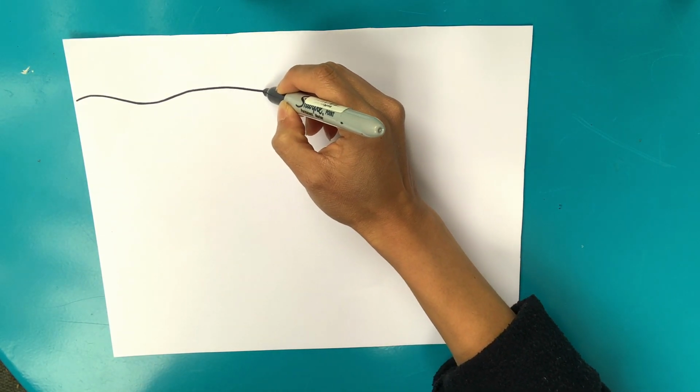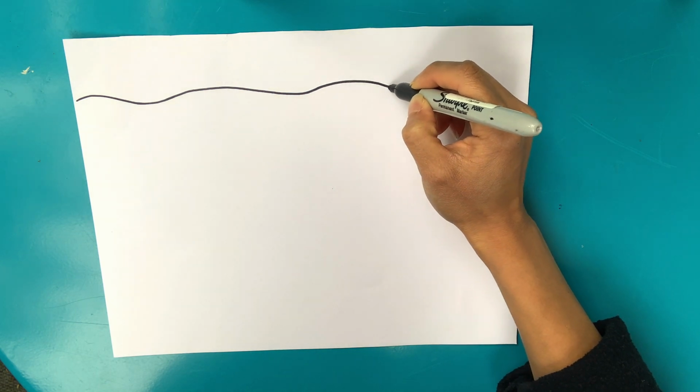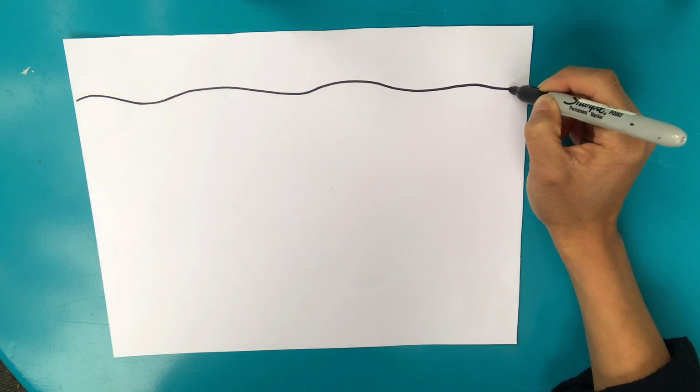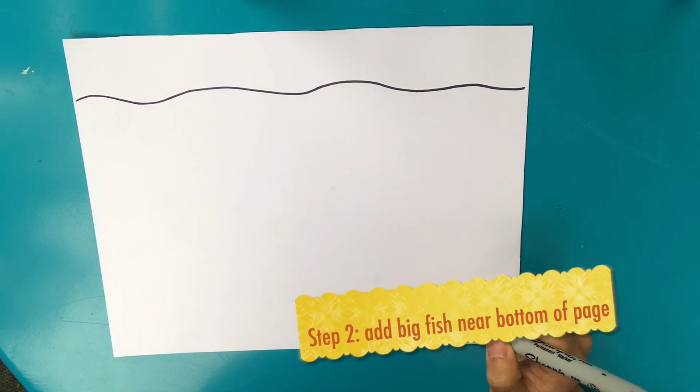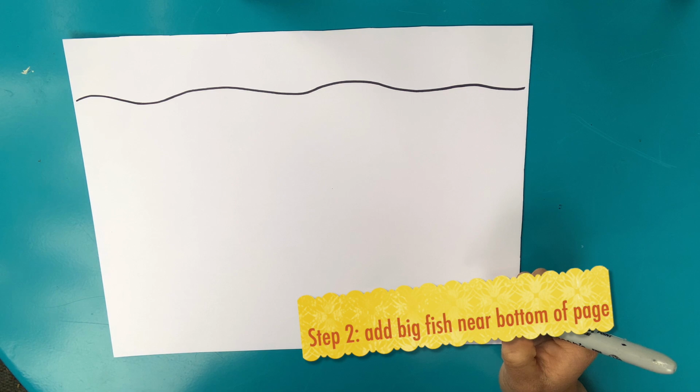So I'm going to draw my ground line. It's going to be a little bit bumpy because things are not perfectly smooth, maybe. It's towards the top of my page. Next, I'm going to draw some fish.